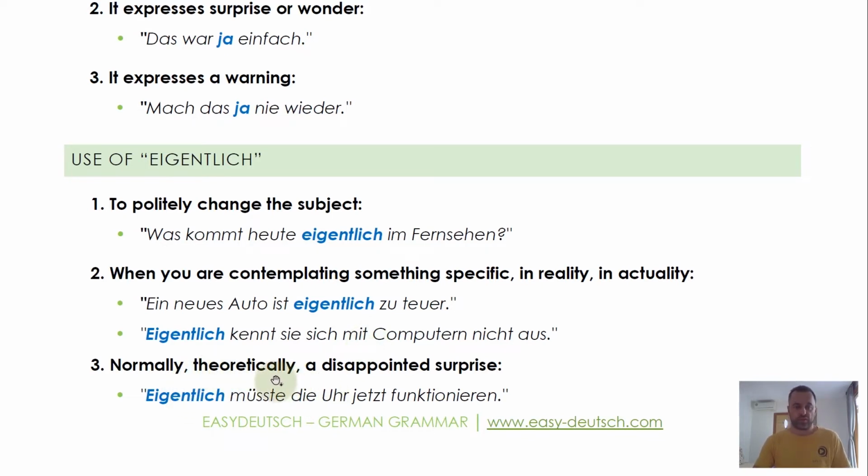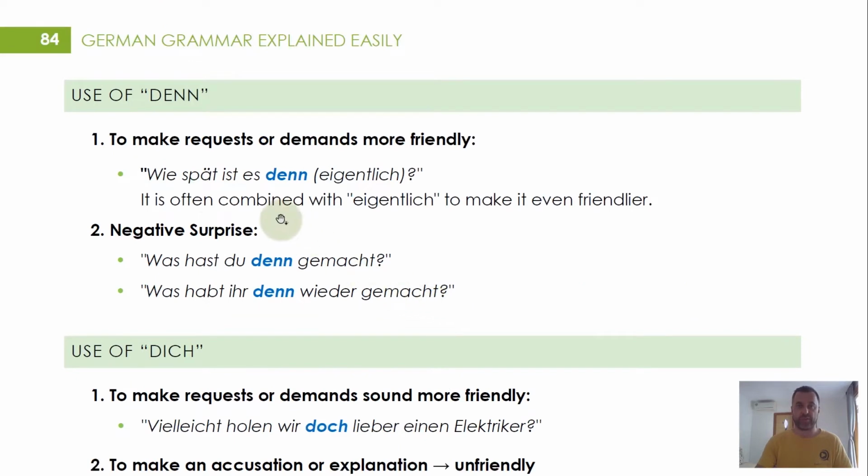Also, we can use it, similar to what I translated here already, with normally, theoretically, or disappointing surprise. Eigentlich müsste die Uhr jetzt funktionieren. So, I'm disappointed. I thought I fixed the watch, but it's still not working. So, technically, theoretically, normally, the watch should work now. So, you can see here, it could be quite different. That's why it's always important to listen to them first and use them only if you're sure you can use them in this situation.